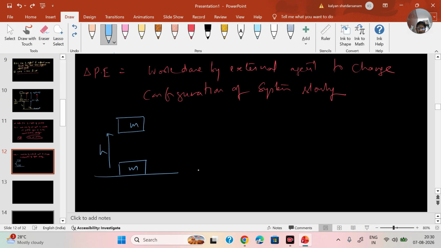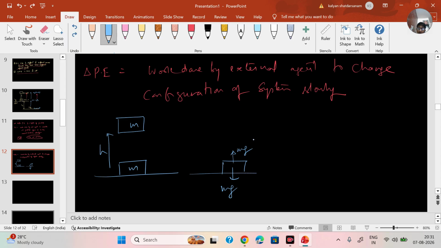How will he change the configuration slowly? See, originally earth was exerting a force mg, and of course N was also there. Now suppose he applies 10 mg, then this block will shoot up. It is not changing slowly. So how do you change slowly? You will apply a force slightly more than mg in the beginning. And once the block starts moving, you bring the force back to mg only. Net force is 0, and whatever small velocity it gained, say 1 millimeter per million years, it continues with that and reaches this position in million years.